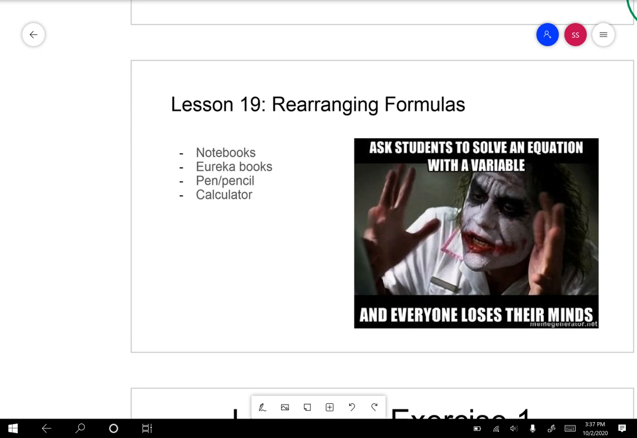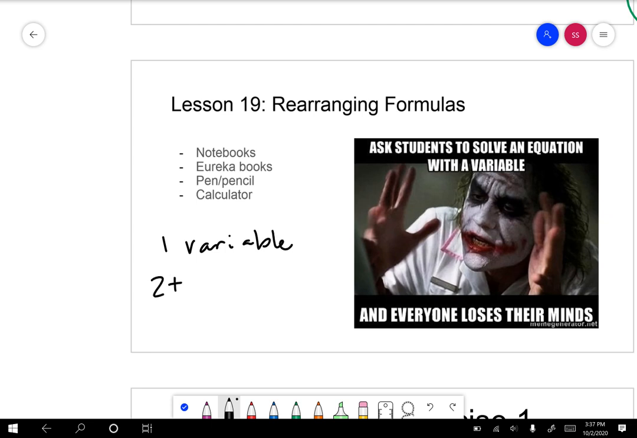All right. So this is for Tuesday. We're going to do lesson 19. Essentially, we're still doing the same things we've been doing. We're solving equations and inequalities. We're going to specifically talk about rearranging formulas where there could be one variable, but oftentimes there are two or more variables. So instead of just x, we're going to have x and y, or x and a, or a, b, c, and x. So not just one variable this time, but multiple.